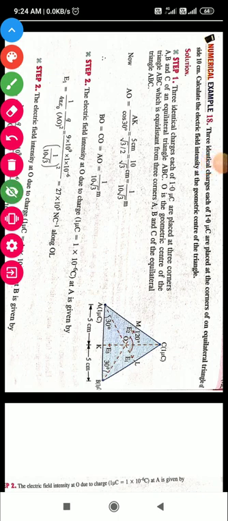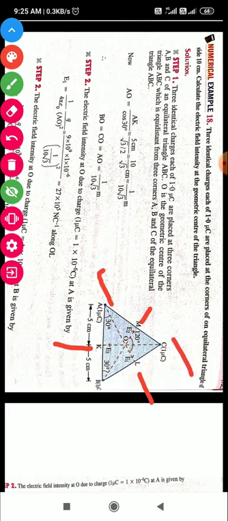This is a very important numerical from NCERT. This is a triangle of side 10 centimeter, and a 1 microcoulomb charge is placed at each of A, B and C. You can see this angle is 30 and this is also 30. This is 120 between E1 and E2. The electric field due to the charge at A is E1, due to the charge at B is E2, and similarly E3 is the electric field due to the charge at C. Each charge is 1 microcoulomb.